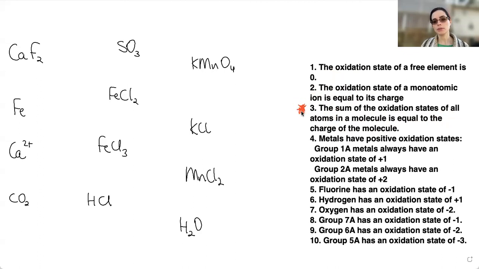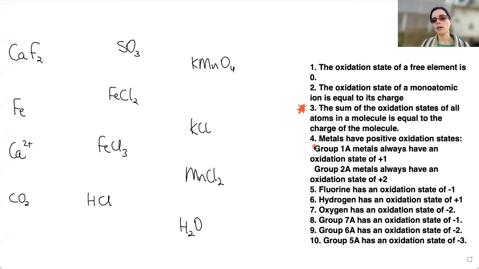The sum of the oxidation states of all atoms in a molecule is equal to the charge of the molecule. That's rule number 3, and that's the rule that we will use at the end when we're left with one atom that we haven't assigned an oxidation state to. That's when we will invoke this rule. So I put a star next to it so that we remember that.